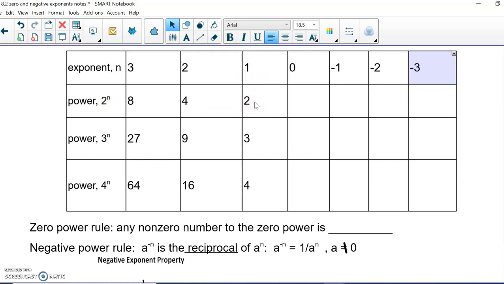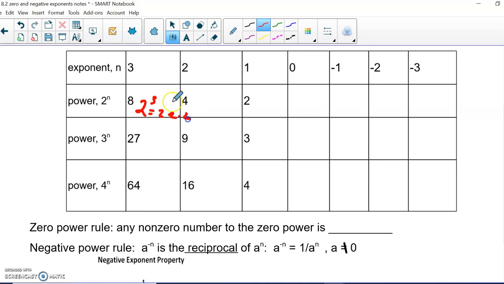Do you notice what's going on here? Let's go ahead and write on here. This is 2 to the third power, which we know is 2 times 2 times 2, or 8. This is 2 to the second power, which is 2 times 2. And this is 2 to the first power, which is just 2. If you notice what's happening, every time we're dividing by 2. 8 divided by 2 gives us 4. 4 divided by 2 gives us 2. So the next one, we're going to take 2 divided by 2, and it's going to give us 1.